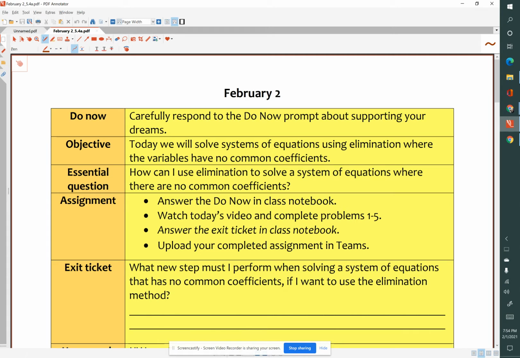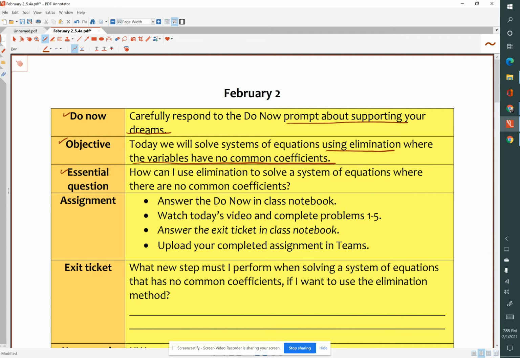I'm glad you're here. We're going to continue with systems of equations and solving them using elimination where the variables have no common coefficients. But before we do that, we'll start with our do now, and we have a prompt about supporting your dreams. You might have fun with that. Again, our objective is to solve systems of equations using elimination, but this time what's different is the variables will have no common coefficients. So we're making our job a little bit harder.